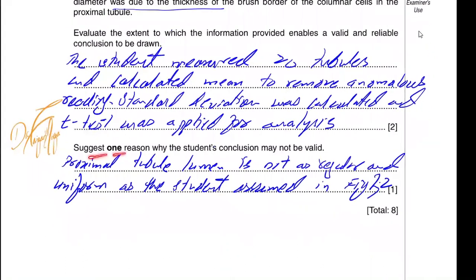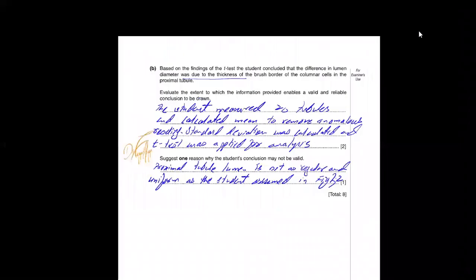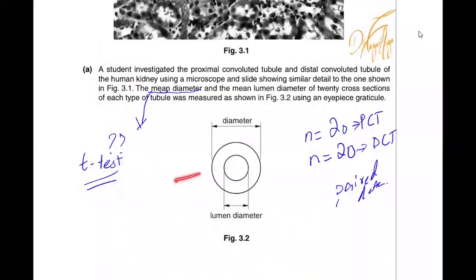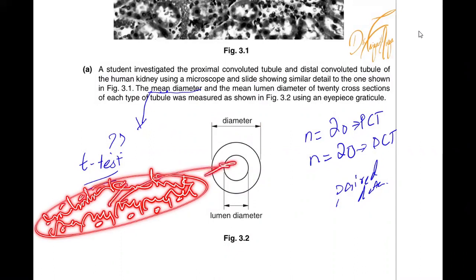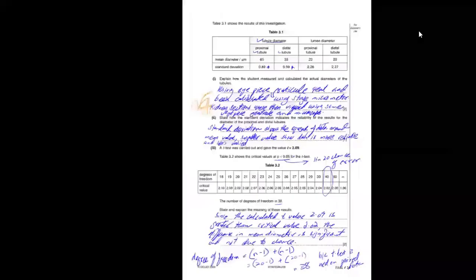At the same time, they're asking you to suggest one reason why the student's conclusion may not be valid. Why may it not be valid? Because the proximal tubule lumen is not as regular and uniform as the student assumed in figure 3.2. You can see in figure 3.2, the student assumed that this is how the tubule diameter looks. Whereas we just recalled that the proximal tubule has a brush border, and because of this brush border, the lumen diameter will not at all be uniform throughout. And when it's not uniform, you cannot say that it is the same diameter in every dimension. If a person starts to measure along this width, the diameter will come out different. If you include the edge of the brush border, it will become different. If you take it from the top of the brush border, it would be different. So that's why the result may not be valid.